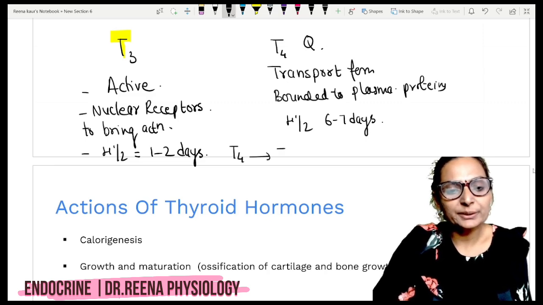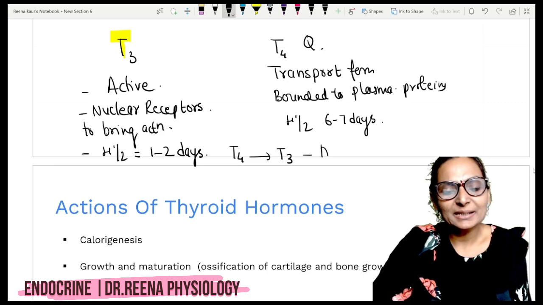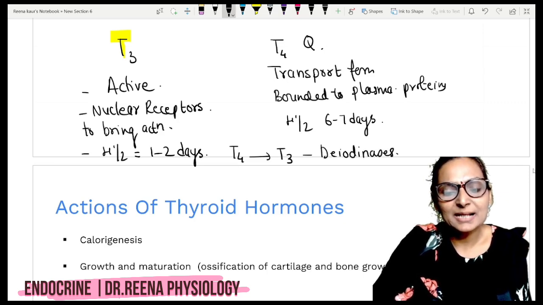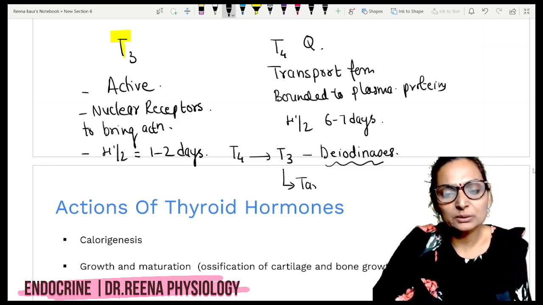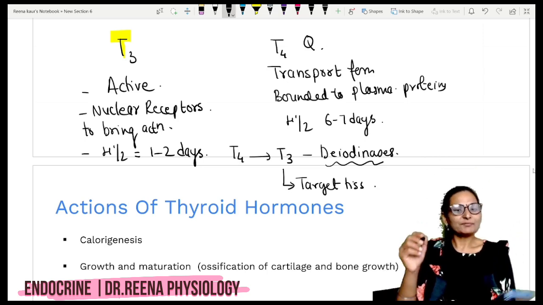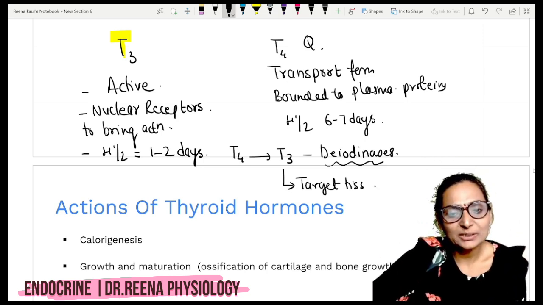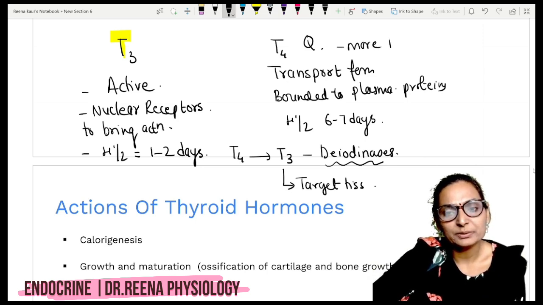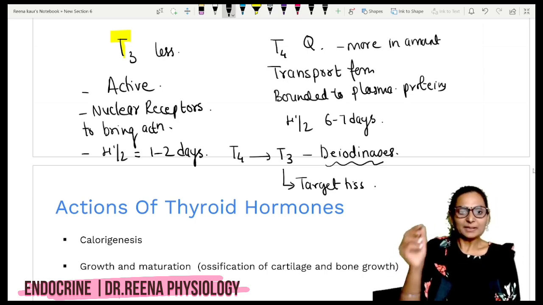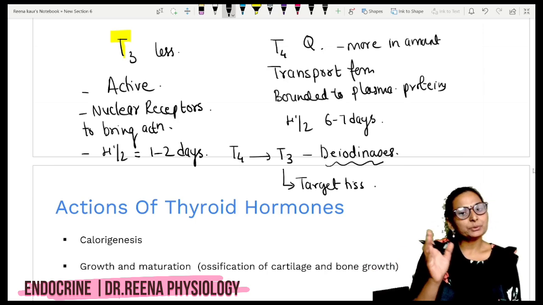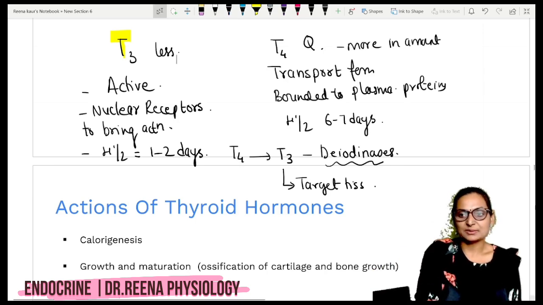T4 is converted to T3 by the enzyme deiodinases, and this T3 will then act on the target tissues. Right? So T4 is secreted more in amount, more secretion is T4 and this is less. But in the periphery, T4 will be converted to T3 and you will bring about the actions.